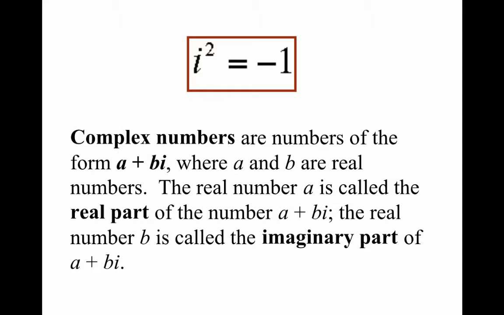So a complex number is the number i. Complex numbers are of the form a plus bi, where a and b must be real numbers. i squared is equal to -1, therefore the square root of -1 is equal to i. The real number a is called the real part of a plus bi, and b is the imaginary part of a plus bi.